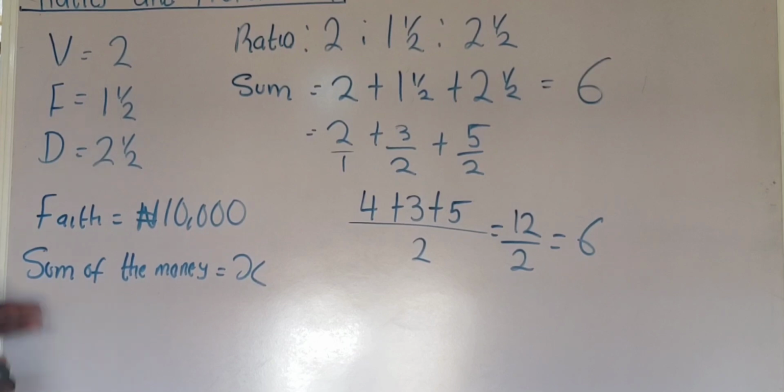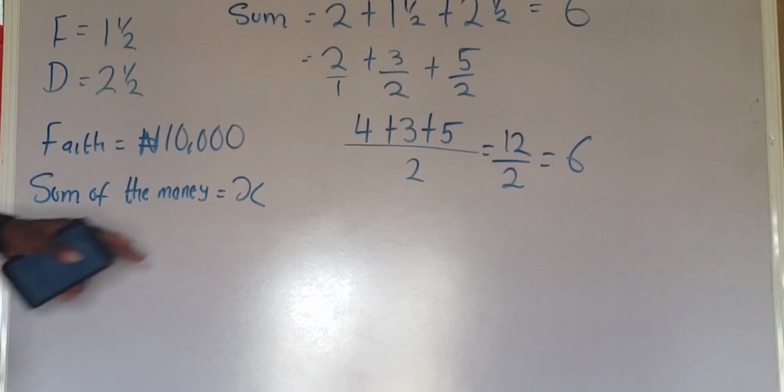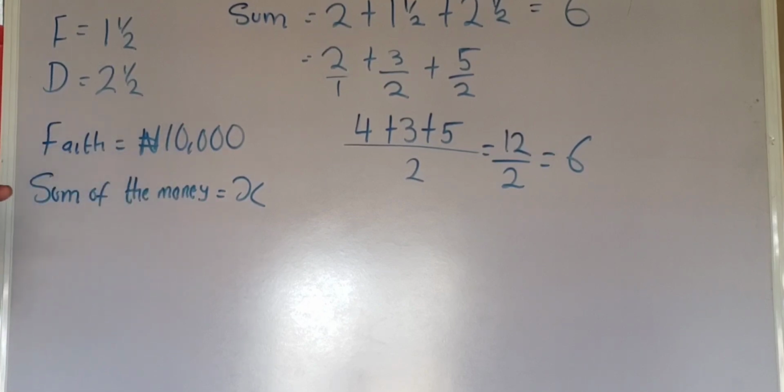Now, having known the sum of the ratio, we can easily determine the sum of the money, because we've been given the amount that one of these people received. That is Faith, who received 10,000 naira. Now look at this. The ratio of Faith, that is 1 over 2, that is 3 over 2, all over the sum of ratio, multiplied by the total amount of money, will give us the amount that Faith received.